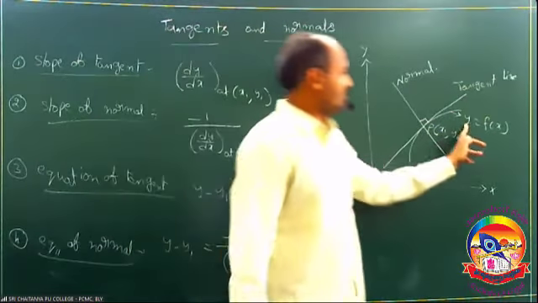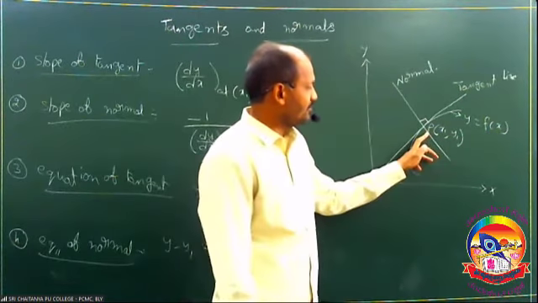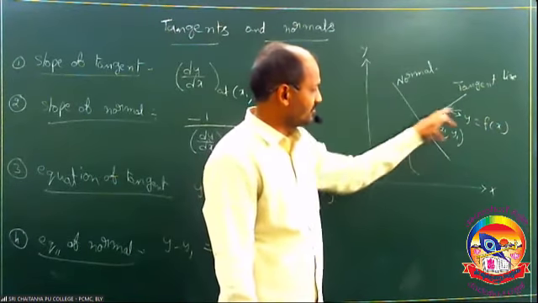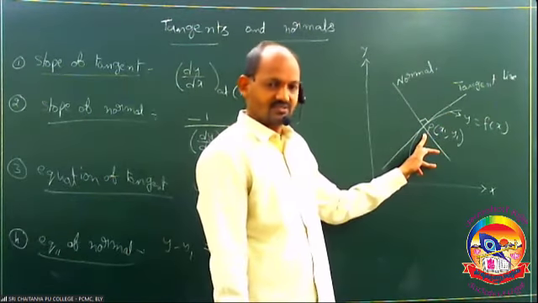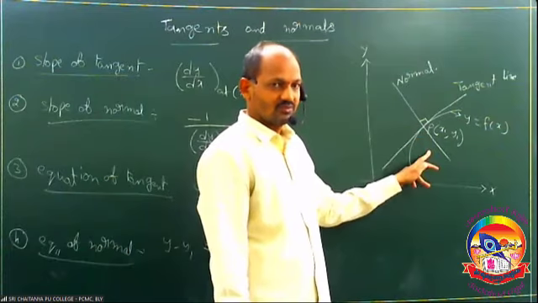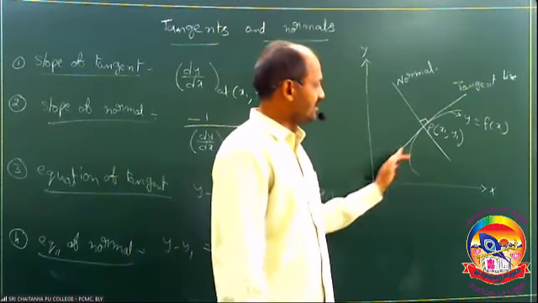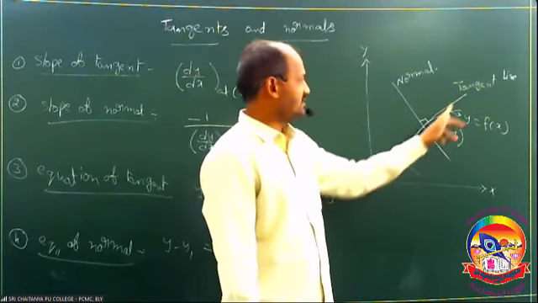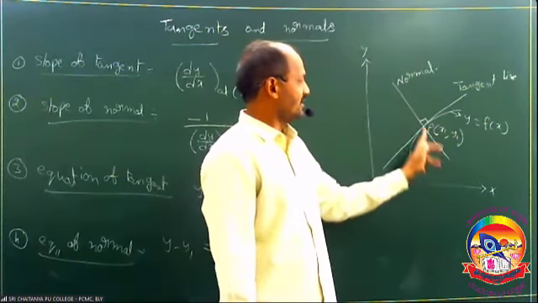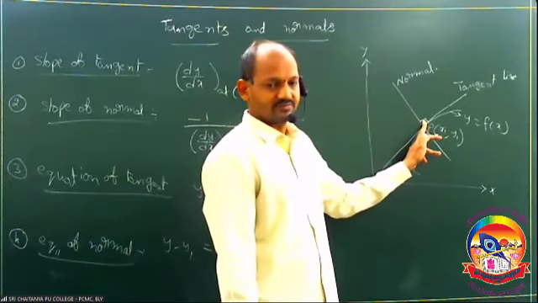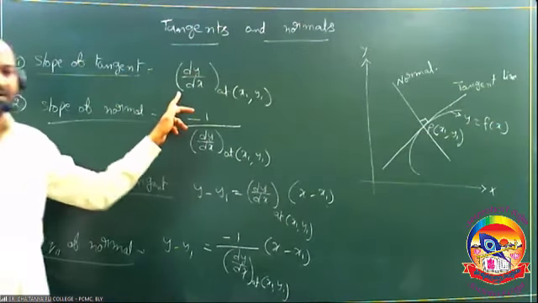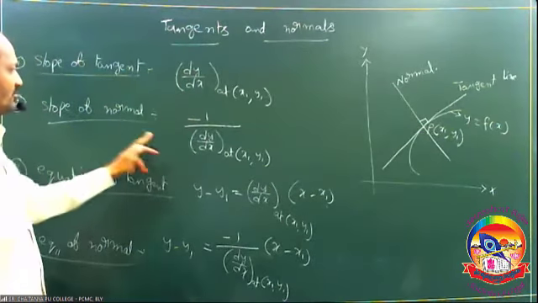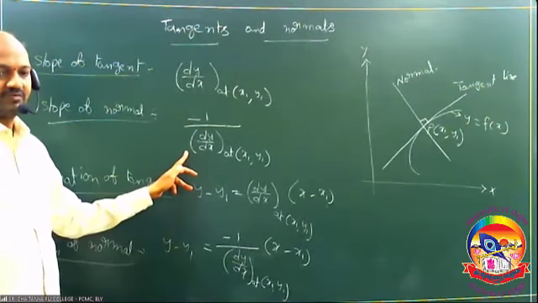Let y equal to f of x be a curve. Let P(x1, y1) be any one point on that curve. The line that passes through that point and touches the curve is the tangent line, and the perpendicular line is the normal line. So the slope of tangent is dy by dx, and the slope of normal is minus 1 divided by dy by dx.